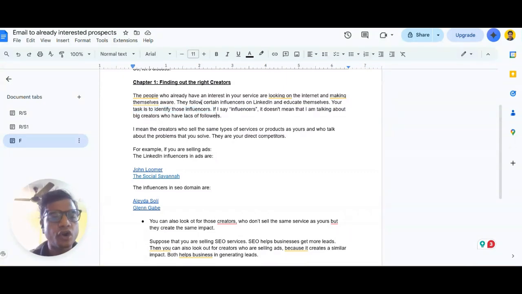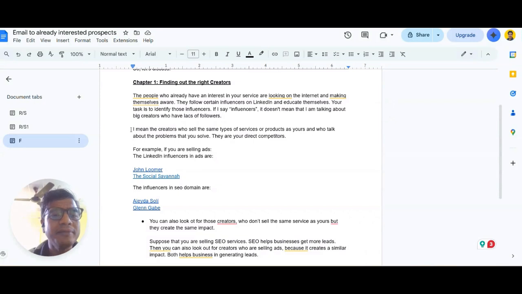Your target audience or your prospects are liking and commenting on someone else's post. That is the big fish in the market, the sharks in the market. You have to reach out to them and tell them that you provide the same thing at a lesser price, or tell them your USP. If I say influencers, it doesn't mean I'm talking about big creators who have lakhs of followers. The influencers can have 10,000 or 5,000 followers. You have to identify those.